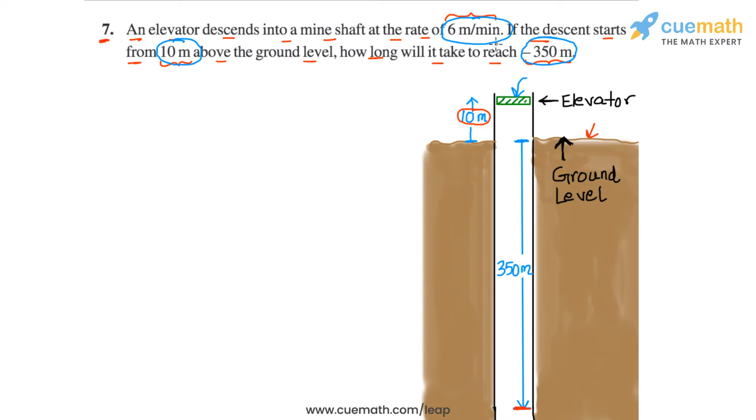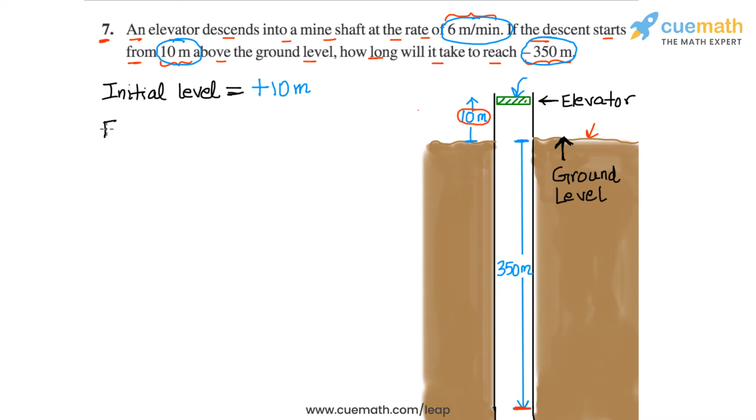Now, according to the problem statement, any distance above the ground we will represent using a positive integer, and any position below the ground using a negative integer. So because the elevator is initially 10 meters above the ground, we can say that its initial level is plus 10 meters. So let's write this information. The initial level of the elevator is plus 10 meters. This basically assumes that the ground level is the zero level.